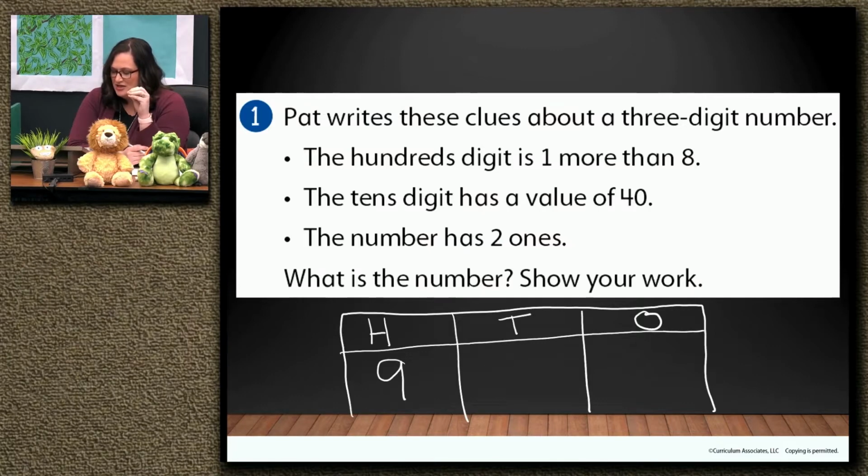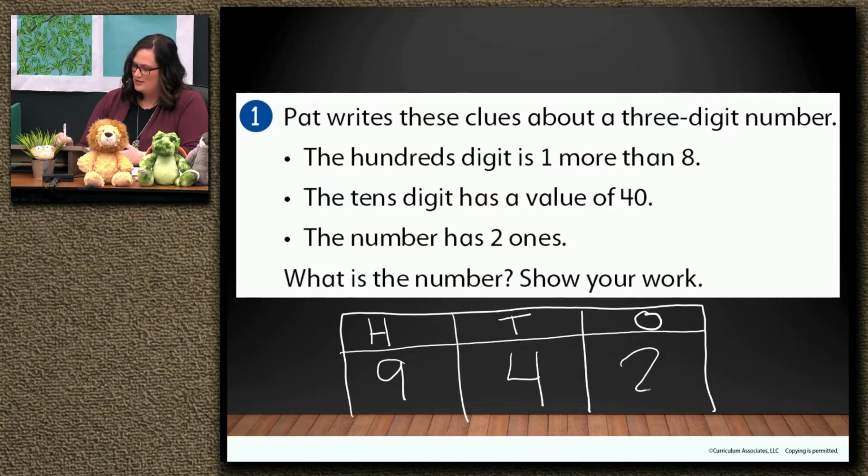The tens digit has a value of 40. How many tens make 40? It's not 40. 40 tens is 400. How many tens, what do I need to put in this tens place to mean 40? 10, 20, 30, 4 of them, okay? And the number has 2 ones. Well, that's easy, 2 ones. So what number did we create?